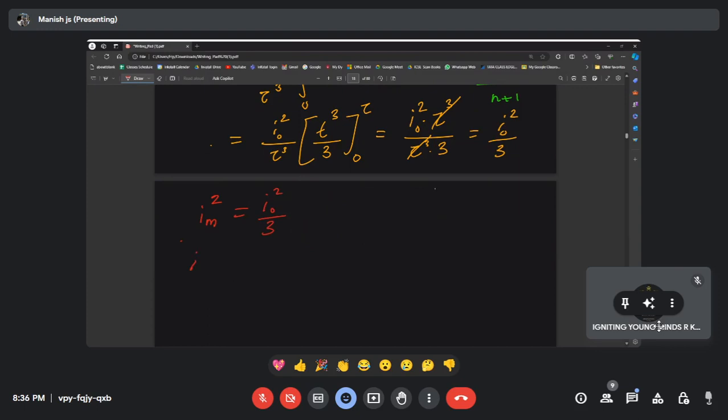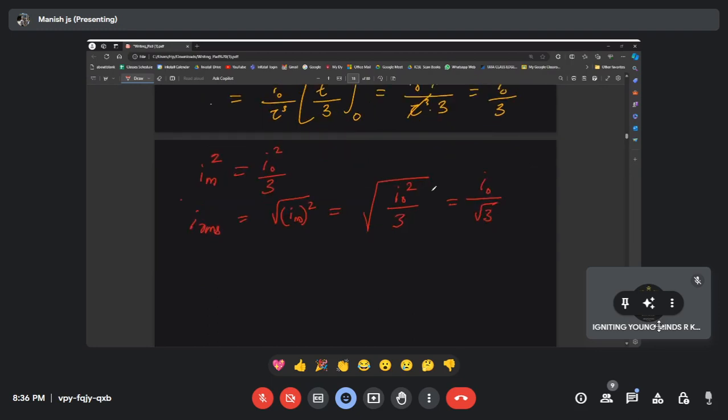Go and substitute it. So finally, IRMS is equal to the square root of the whole term. Substitute it, so the square root of I naught square upon 3. When you simplify this, I naught will come outside of the root. So you will get I naught upon root 3. That is the expression, so this is the final answer. So the IRMS value of current is I naught upon root 3.